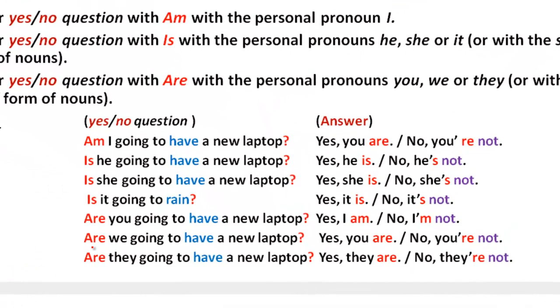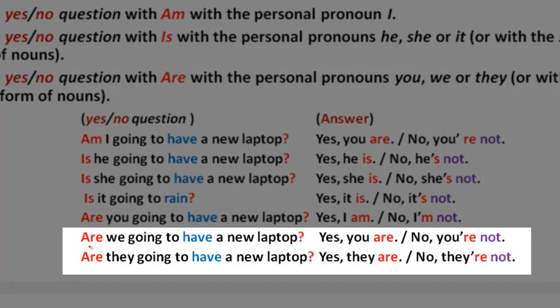Pay attention to the word order in yes-no questions. Begin with verb be, followed by subject, followed by going to, followed by the base form of the verb.